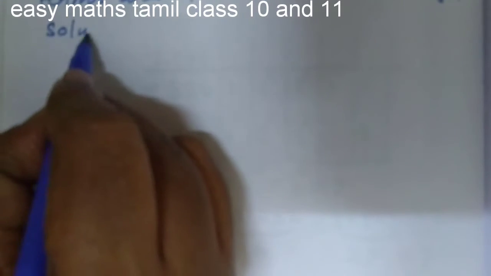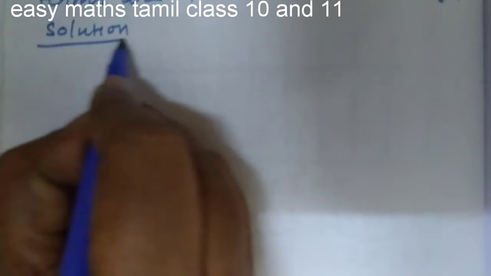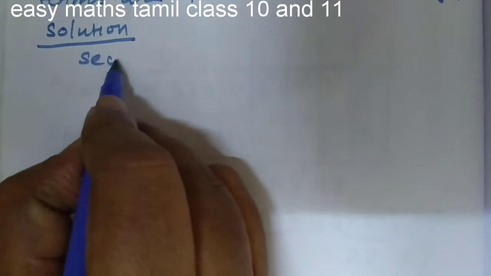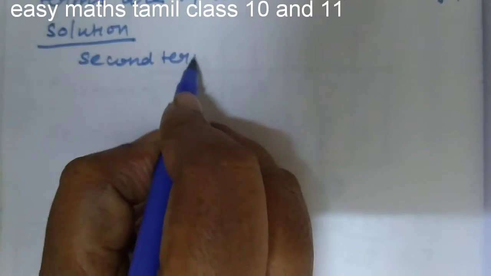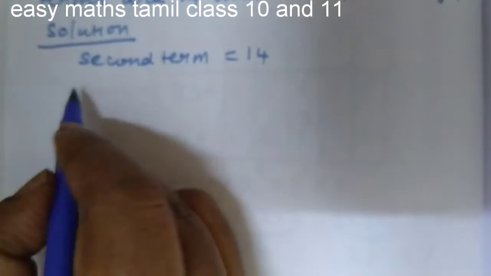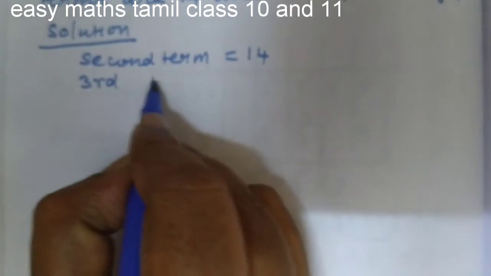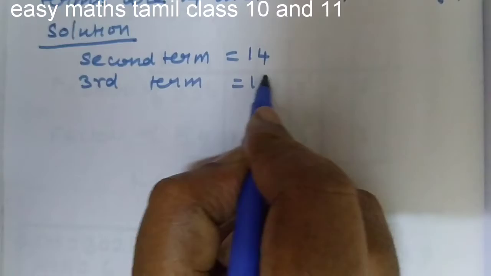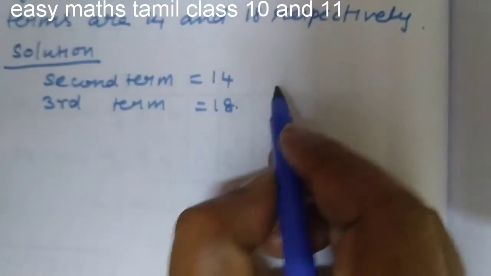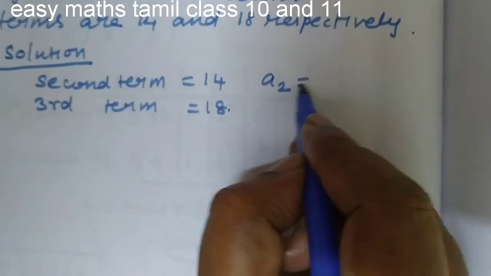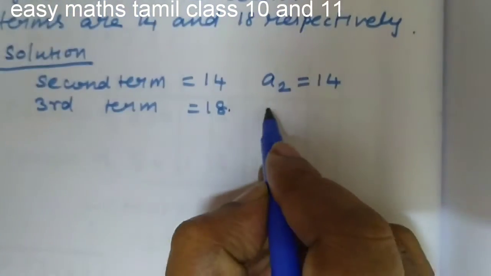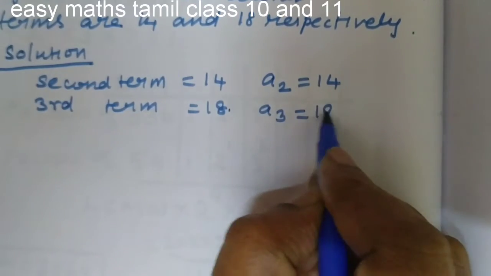Solution. The second term is 14, third term is 18. Second term A2 is 14, third term A3 is 18.